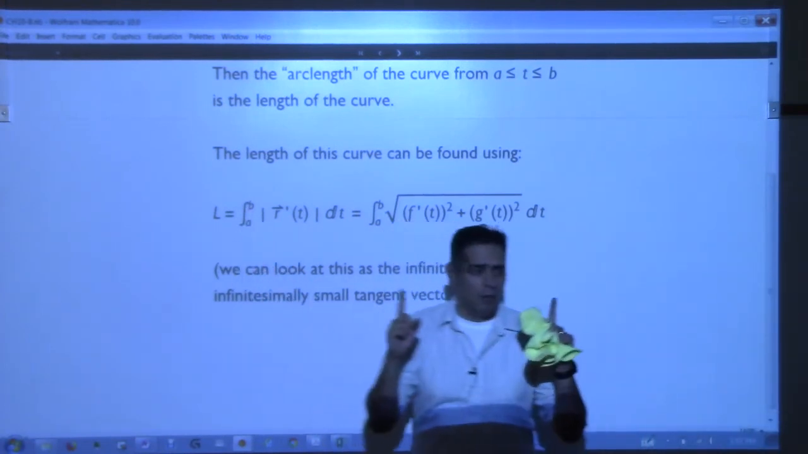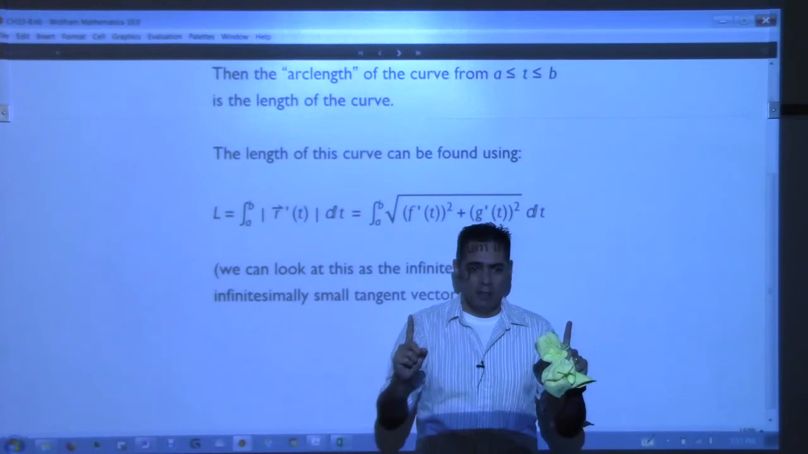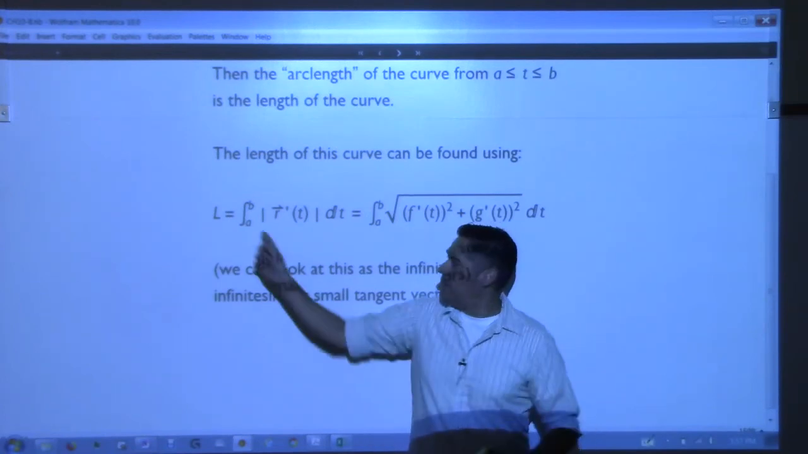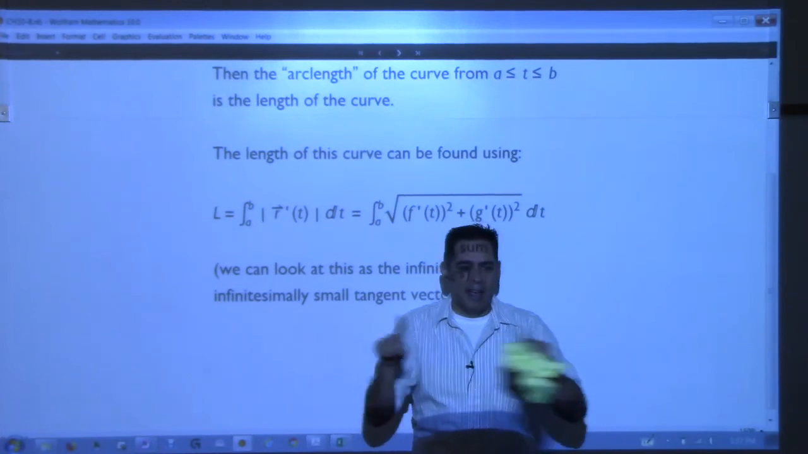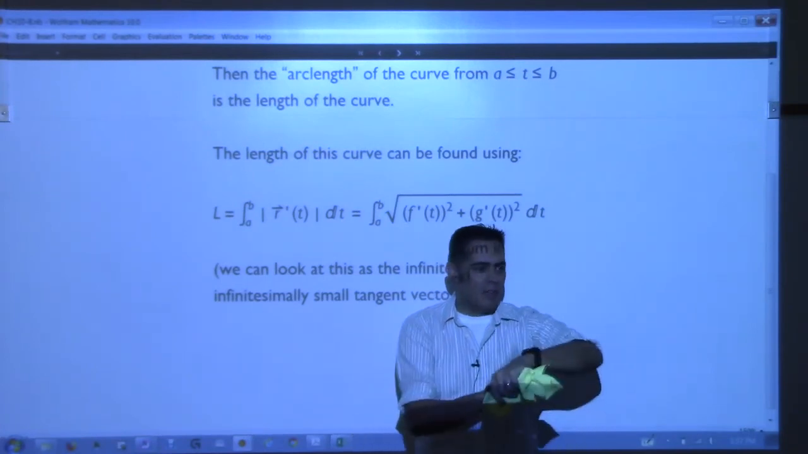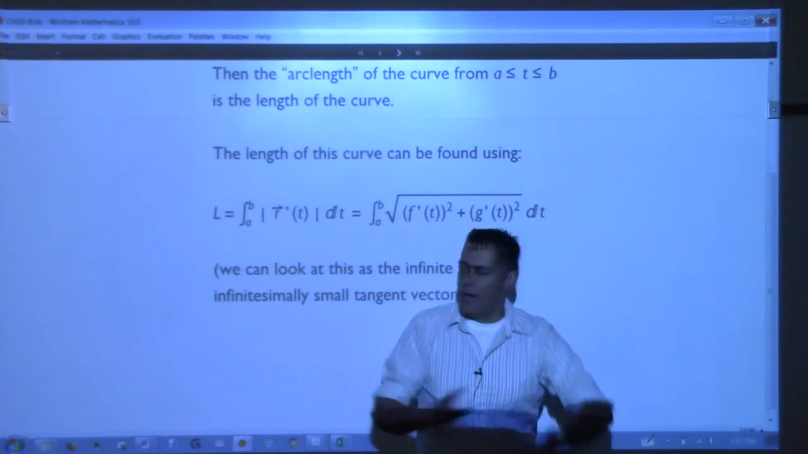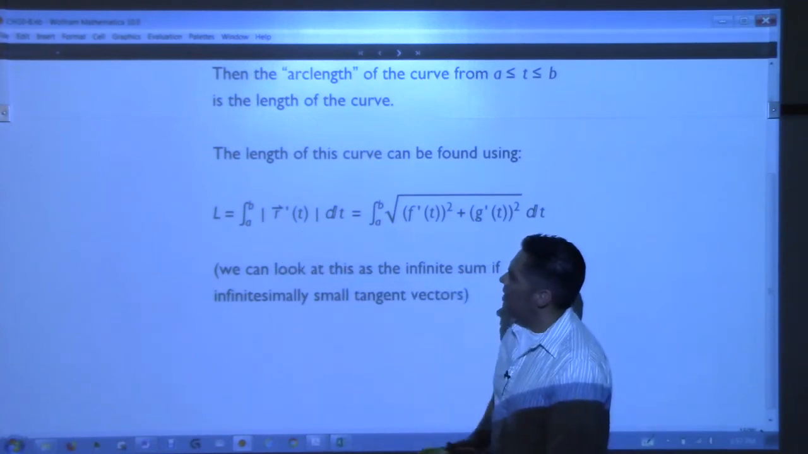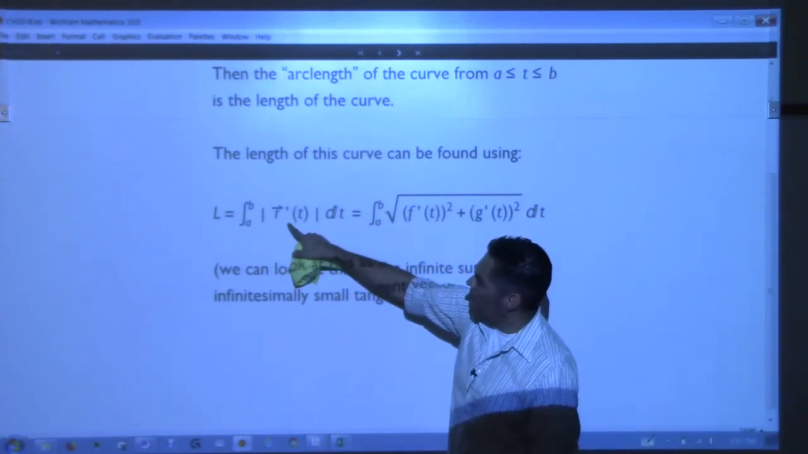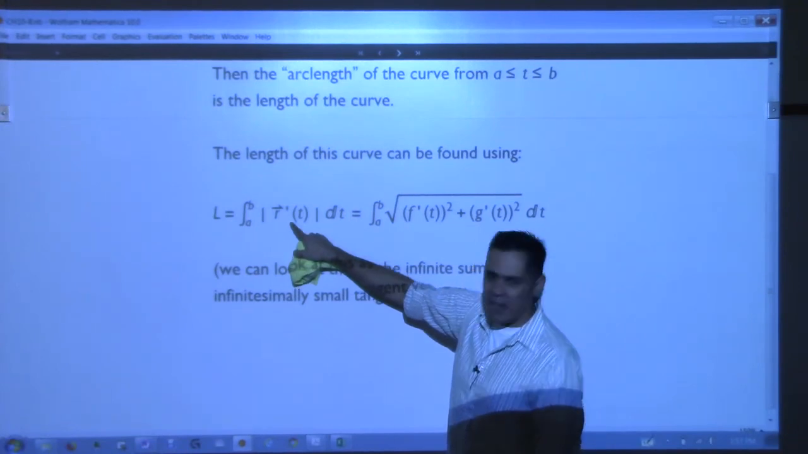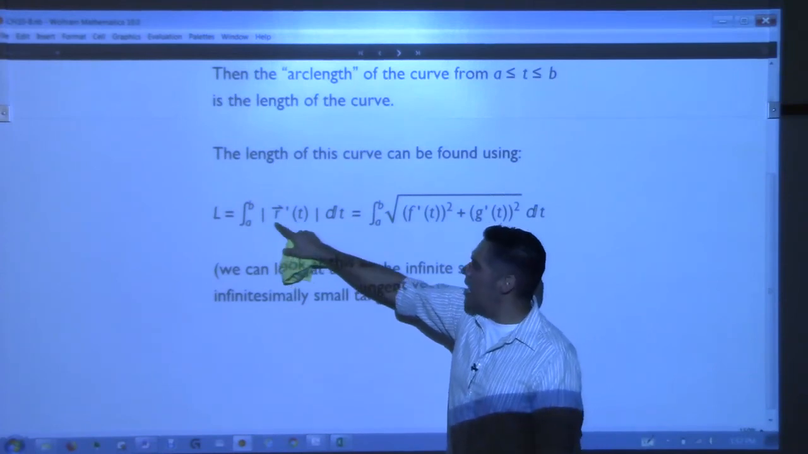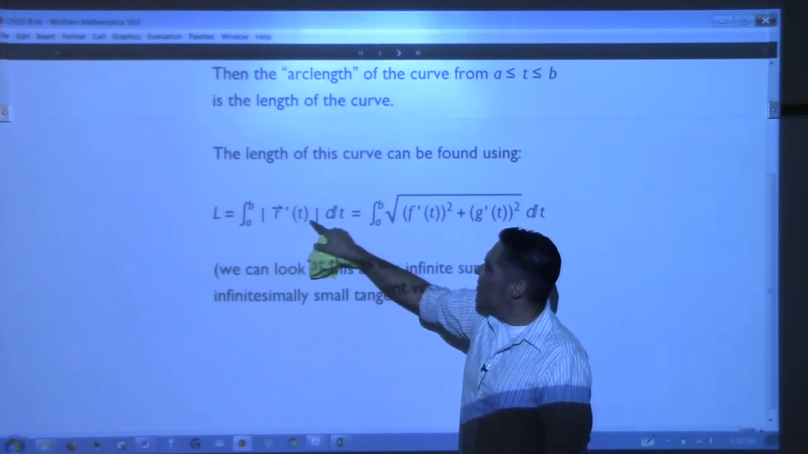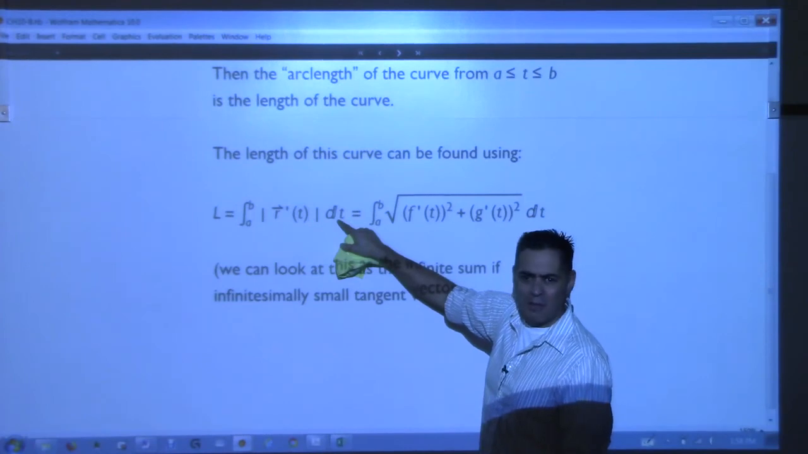Now a and b are restrictions on what? A and b are restrictions on t. So we no longer have the x-axis a and b. T is a clock in the background, okay? And then what we're doing is we are taking the magnitude of the tangent vector, right? That's what we're doing. We're taking the magnitude of the tangent vector and then multiplying it by this little differential dt.